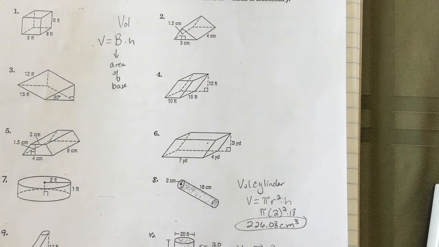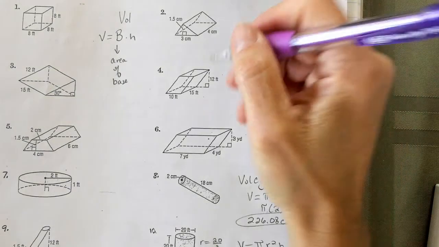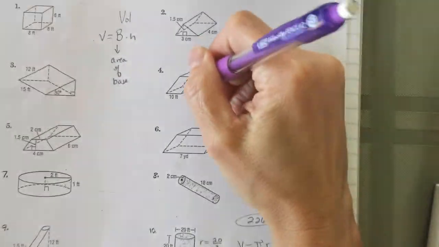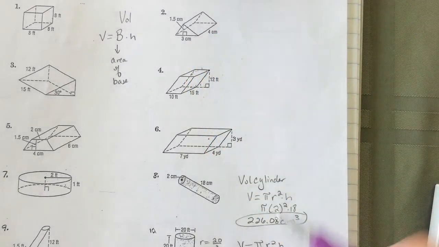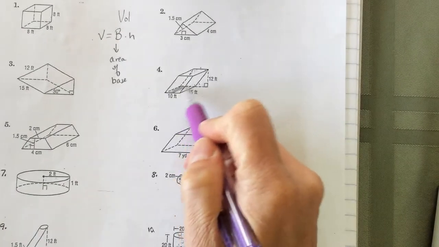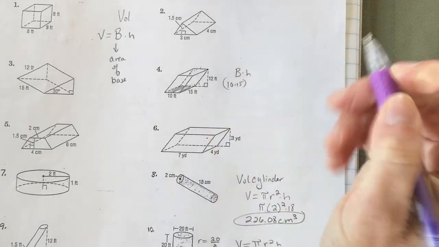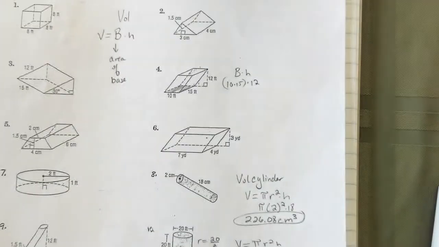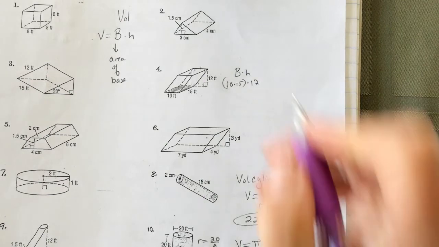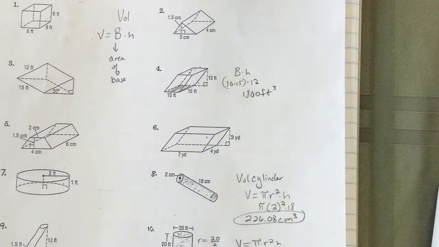Now I'm going to flip my paper back over just a little bit. I want to take a look at numbers 4 and 6 because I'm focusing on the boxy style prisms right now. Now this feels very slanted because it is. Look at that slant right there. But this height of 12 feet is going to remain constant. So we're still going to focus on the area of our base. The base is 10 times 15 times our height. We're looking at 1,800 feet cubed.